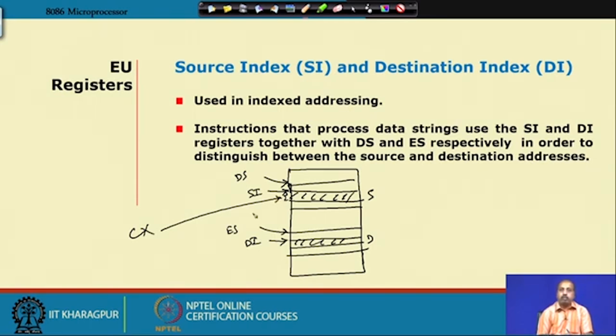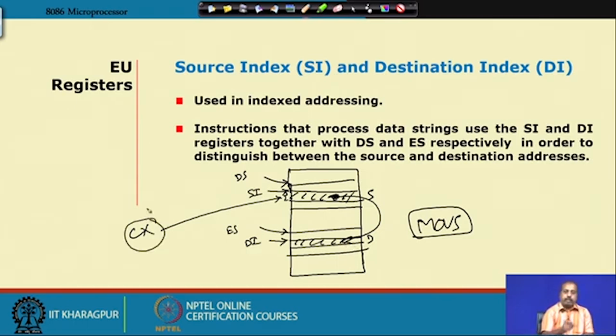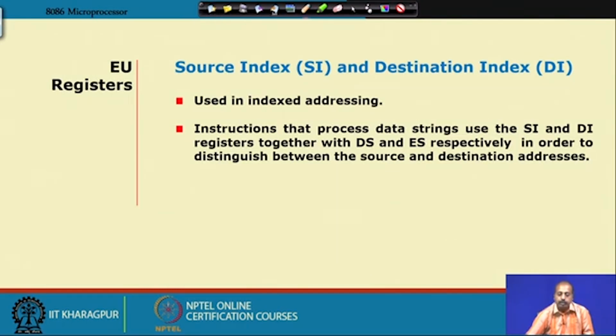From the source, how many bytes you want to transfer, that number you can load in the CX register, and then you can use the string instruction MOVS. If you use this, it will automatically transfer the content of these memory locations to this memory location. Whatever count has been put into the CX register, so many bytes it will transfer from the source block to the destination block. So, this way the source and destination index registers can be useful for doing data transfer.